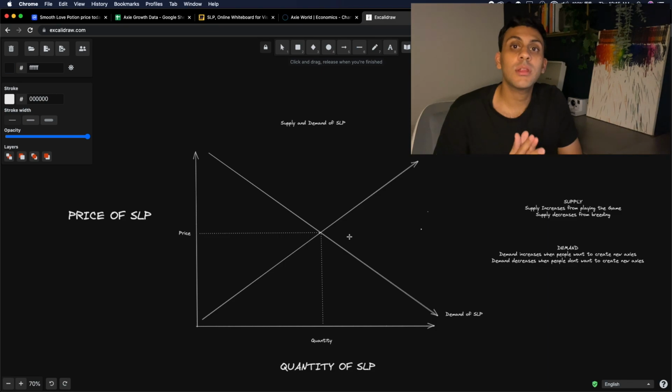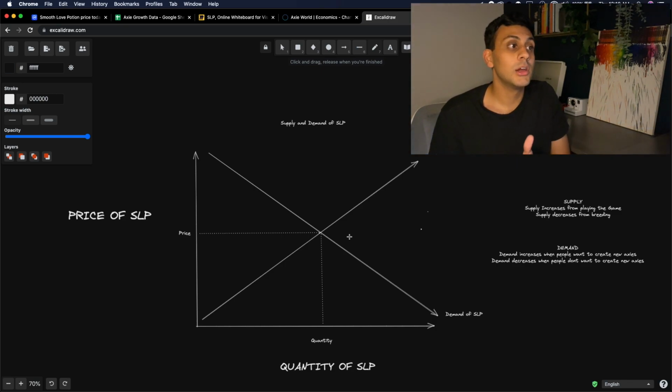So I think one of the things that the Axie Infinity team was trying to say here is that if demand of SLP were to spike, yes, the price of SLP would temporarily increase. However, it would then decrease because both the supply of SLP would increase and the demand of SLP would decrease back to a normalized rate.